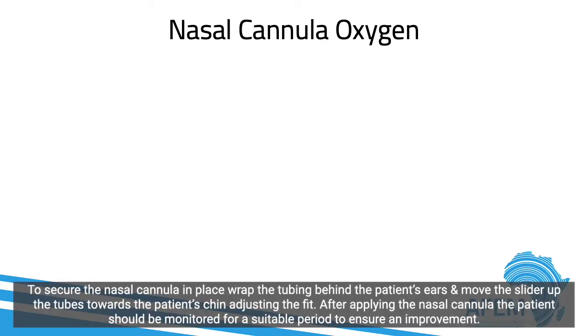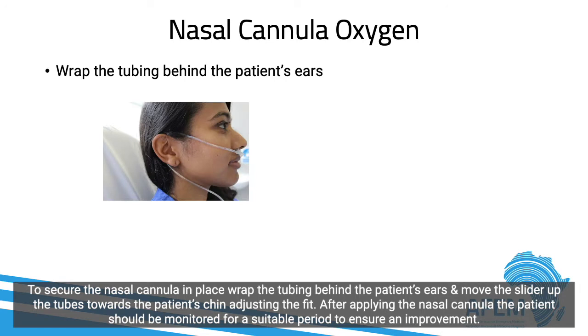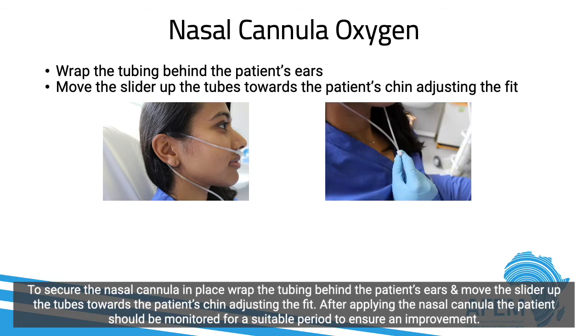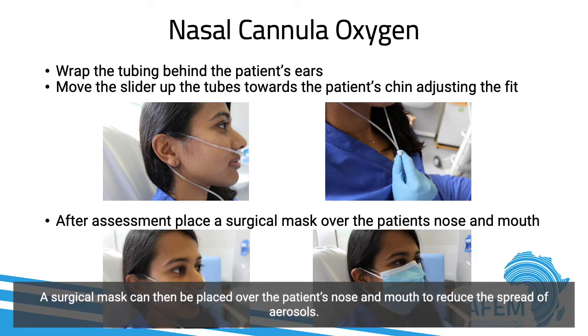To secure the nasal cannula in place, wrap the tubing behind the patient's ears and move the slider up the tubes towards the patient's chin, adjusting the fit. After applying the nasal cannula, the patient should be monitored for a suitable period to ensure an improvement. A surgical mask can then be placed over the patient's nose and mouth to reduce the spread of aerosols.